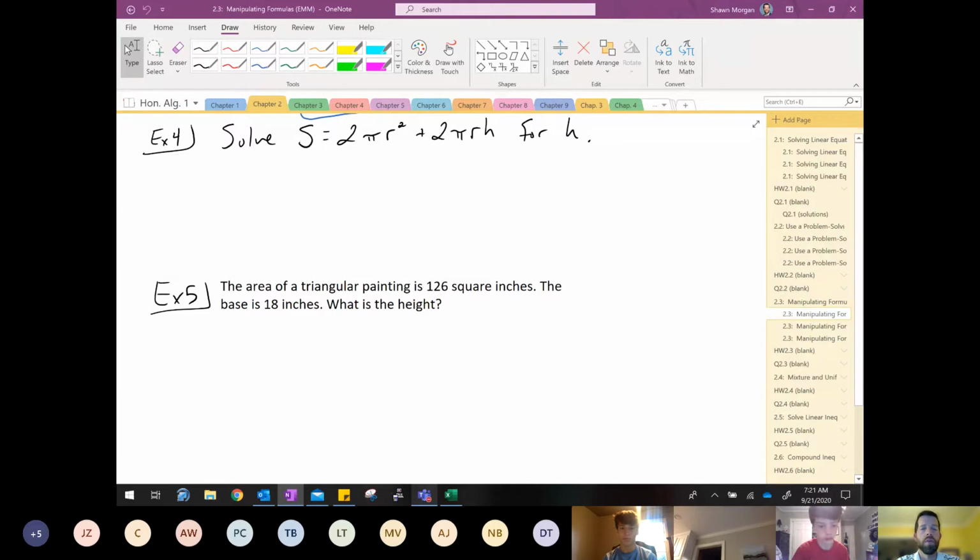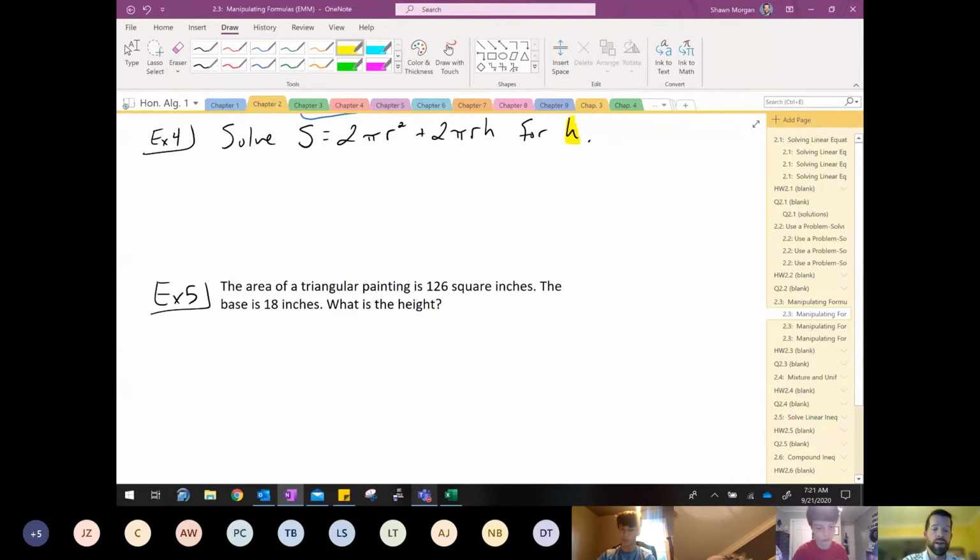But when we look at an equation like this, the first thing we want to do is figure out what is it that we're trying to isolate. What is it we're trying to get by itself? And in this example, write down example 4 for me in your notes. We've got S equals 2 pi r squared plus 2 pi r h. It says solve for h.